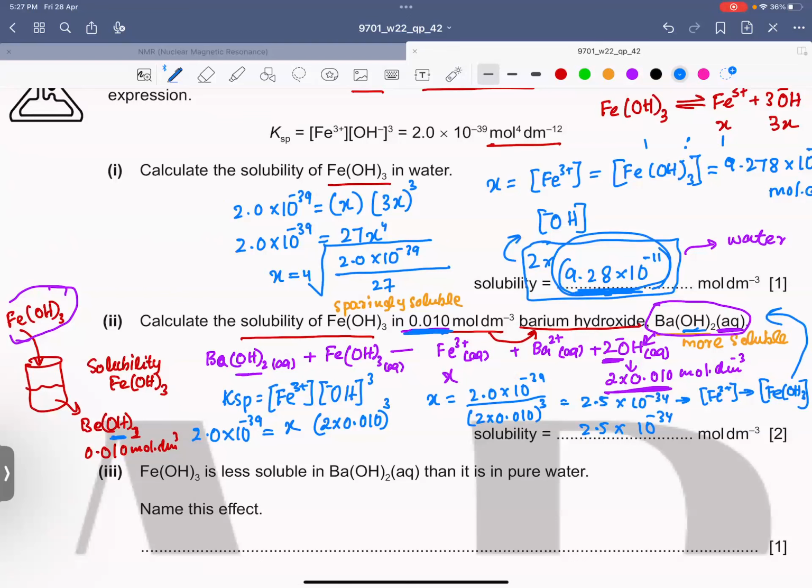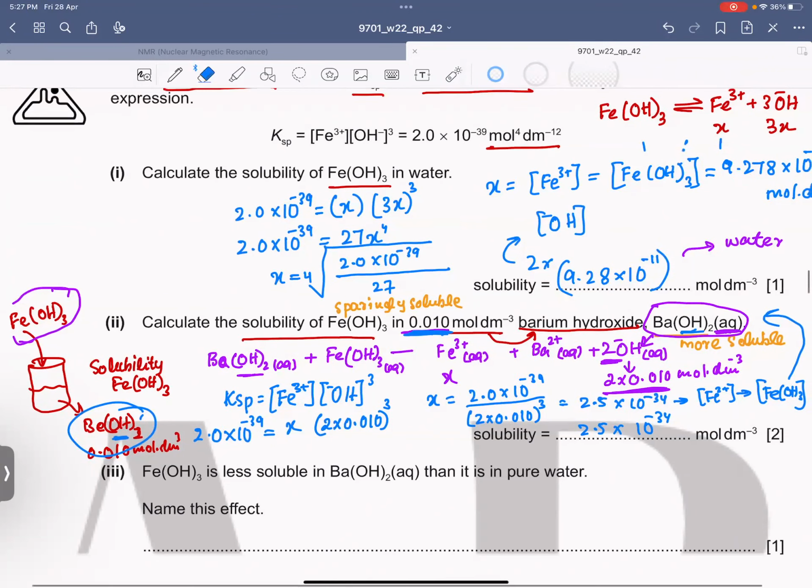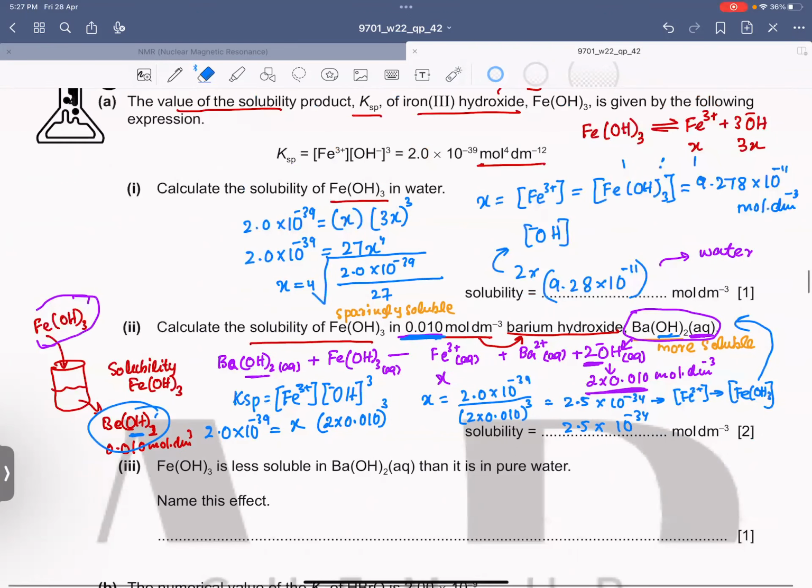Is this clear now? Yes, sir. Because the value is very small, and even when I add iron 3 hydroxide in a solution containing barium hydroxide, then this value is going to get even lesser than this one. That's what we know. And if it is getting even lesser, it is very much less significant. So that's why we ignored this value. Instead, we just keep the value of hydroxide ions from the barium only. Is this clear to everyone? Yes, sir.